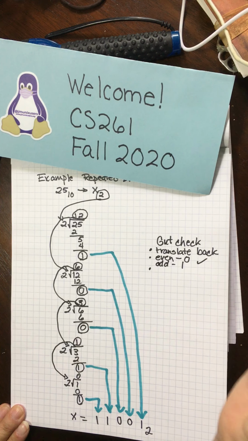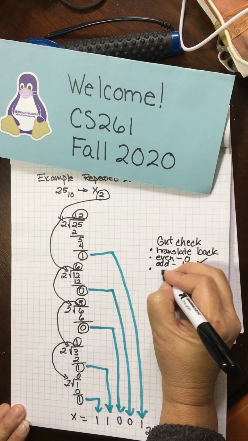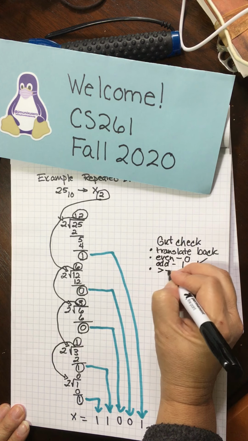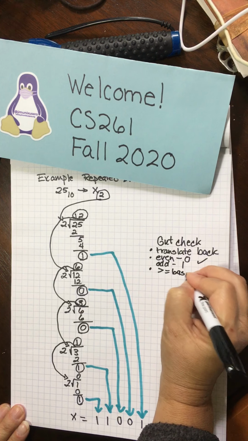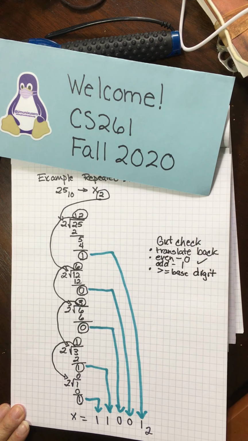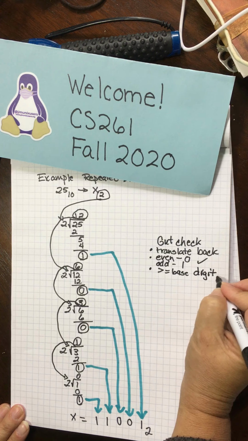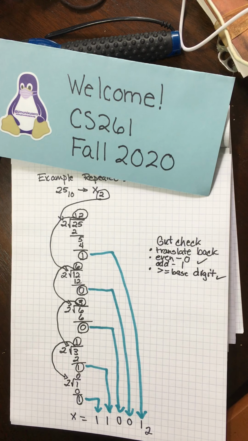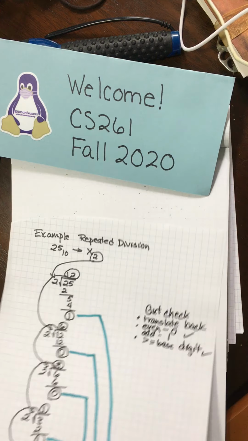And my other gut check can be, are there any numbers in here that are equal to or greater than the base? So do I have a digit that is greater than or equal to the base? And no, I don't. So that one's good too. All right, so that is our example of repeated division.